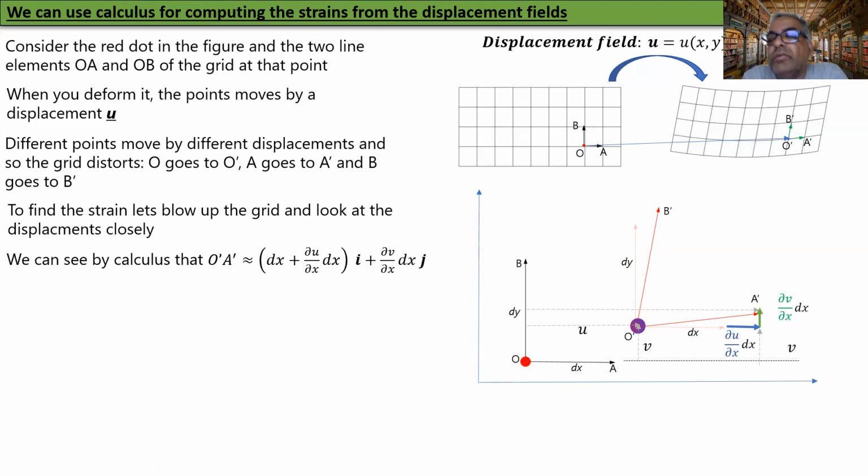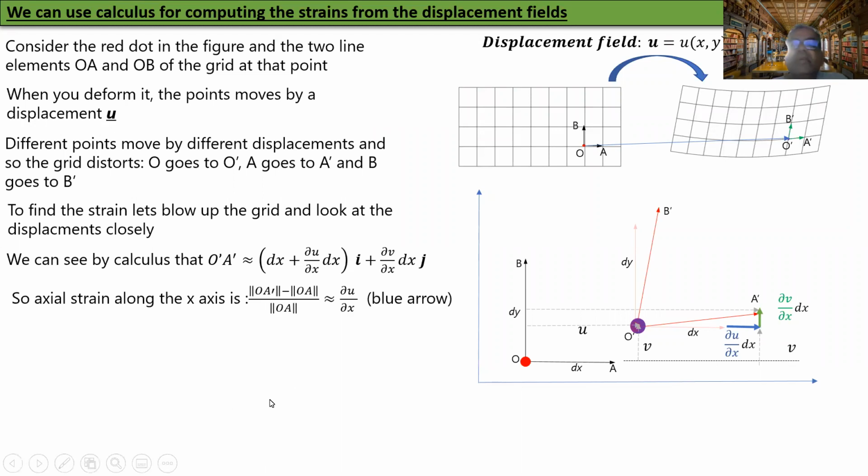Okay. So you do a little bit of calculus. Basically, we expand. We know that if this is UV, this tip will be U plus DU, V plus DV. So I know that DU is du/dx dx and DV is dv/dx dx. So what happens is the axial strain is very simple: O prime A prime minus OA divided by OA. If you do that, you will find that it's just this blue arrow, du/dx.